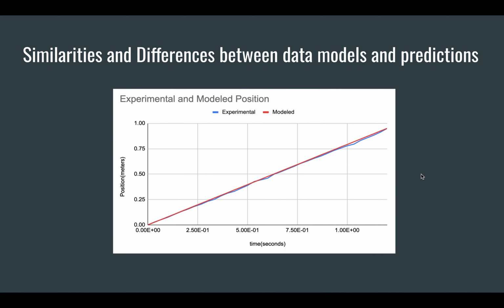So in this experimental and modeled position, we see that they are very similar. There are a couple differences, and this could be due to other factors such as air resistance and friction. The experimental graph, we did not account for external factors that perhaps could be preventing the velocity from being constant, such as air resistance or friction, and there could also be human error in obtaining this data, and therefore the modeled is more precise and the experimental has other factors associated with it.